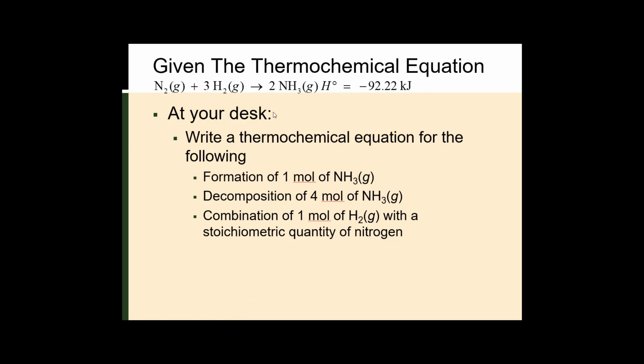Knowing that 1 mole of nitrogen gas plus 3 moles of hydrogen gas react and create 2 moles of ammonia gas, and the enthalpy for this reaction is negative 92.22 kilojoules. So what would this equation look like if we had 1 mole of ammonia produced? What would it look like if we had 4 moles of ammonia that were decomposing? And what would it look like if we had the combination of 1 mole of H2 with the correct stoichiometric quantity of nitrogen? So why don't you take a second and see what that would look like and what it would do to the resulting H.